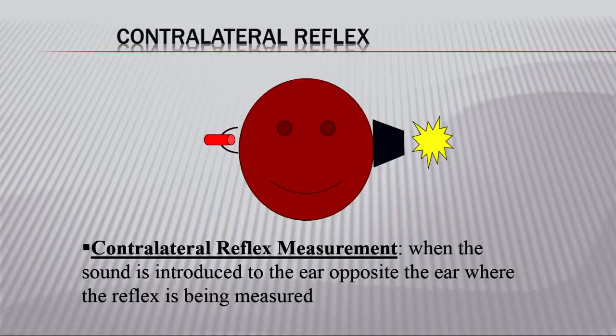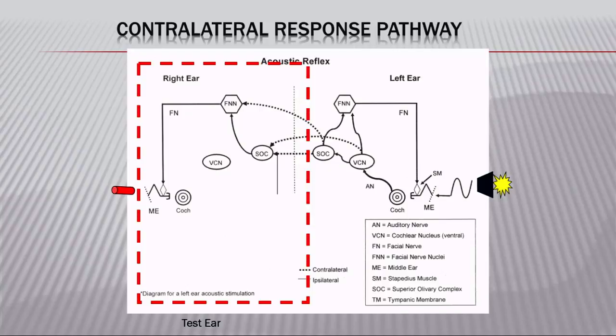In a contralateral reflex, you're introducing the sound in one ear and measuring the reflex in the opposite ear. So what you're actually looking at is you have the sound going into the left ear, but the probe is in the right ear measuring the right reflex.